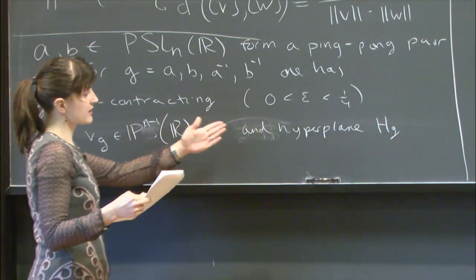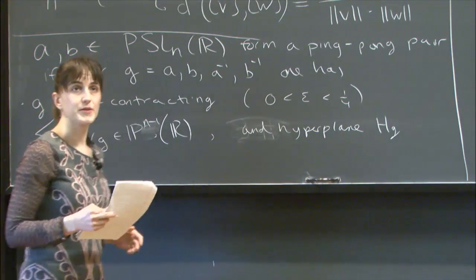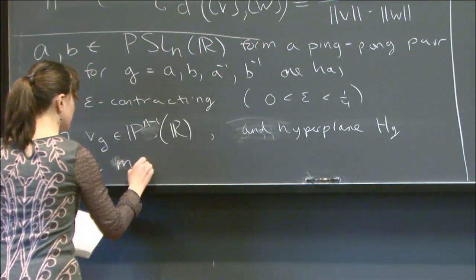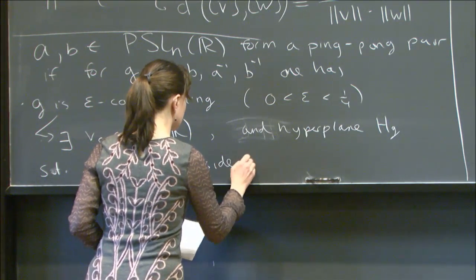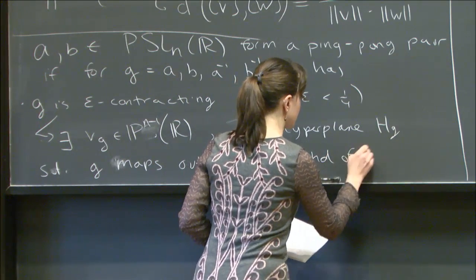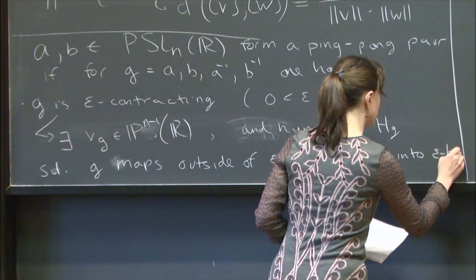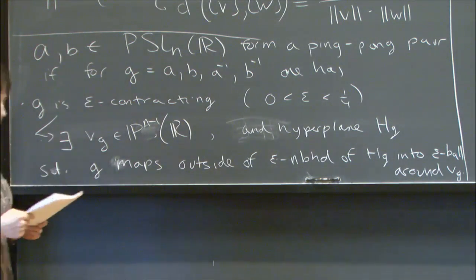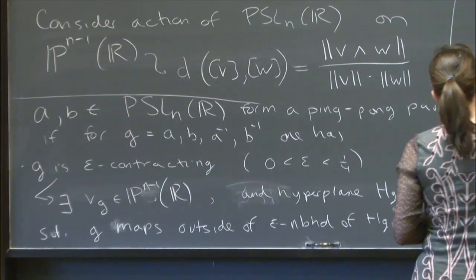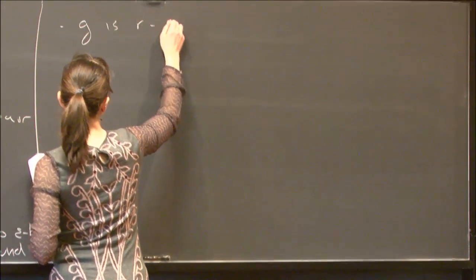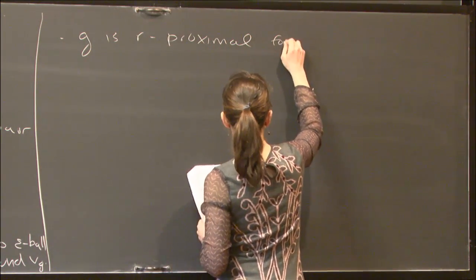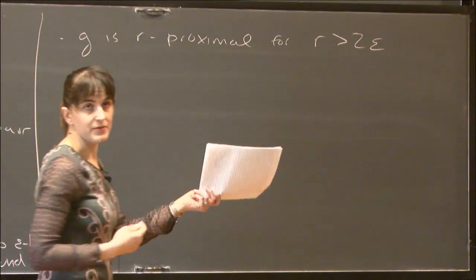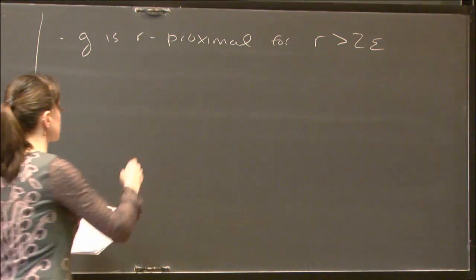such that g maps the outside of the epsilon neighborhood of H_g into the epsilon ball around V_g. Okay, so you need this true for all of these A, B, A inverse, and B inverse. And then you also need these guys to all be r-proximal, for some r greater than 2 epsilon. And what all this means is that the distance between this fixed point V_g and this hyperplane H_g is at least r.